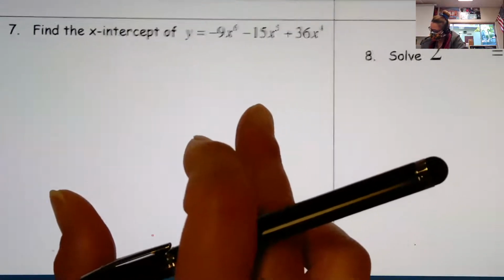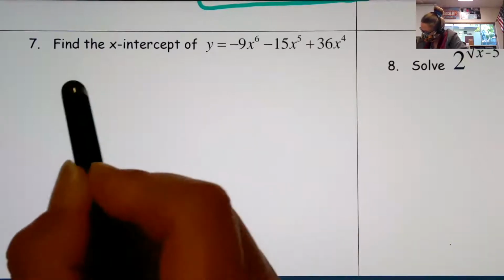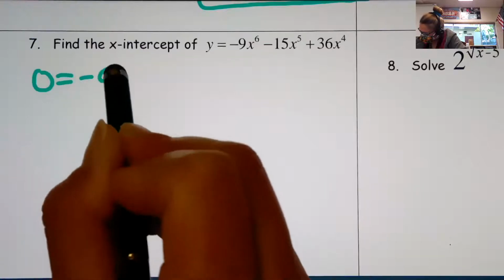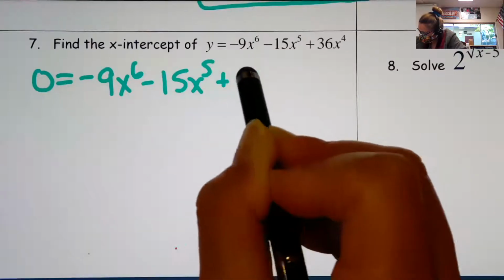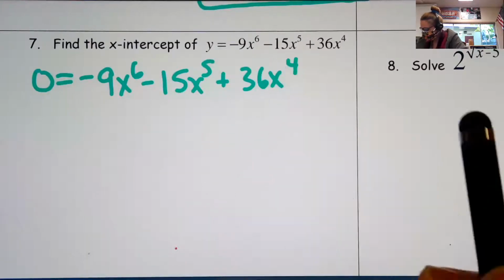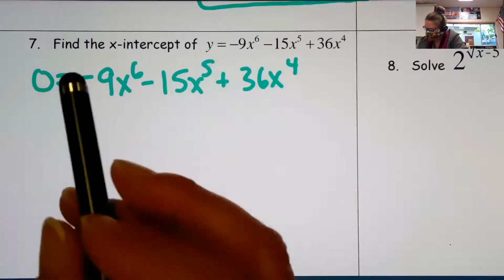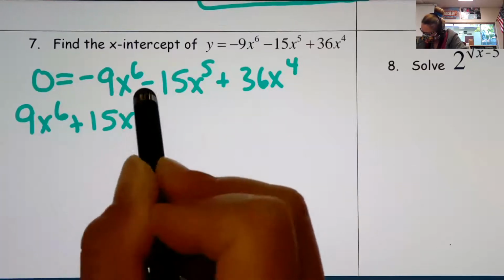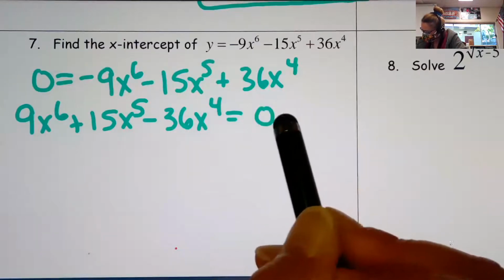Last two. This one we're going to be finding the x-intercept. To find the x-intercept, you put 0 in for y, no matter what type of graph it is. So we're going to have 0 equals -9x to the 6th minus 15x to the 5th plus 36x to the 4th. Myself personally, I like my lead here to be positive, not negative. So I'm actually going to bring everything over to this side. So 9x to the 6th plus 15x to the 5th minus 36x to the 4th equals 0.